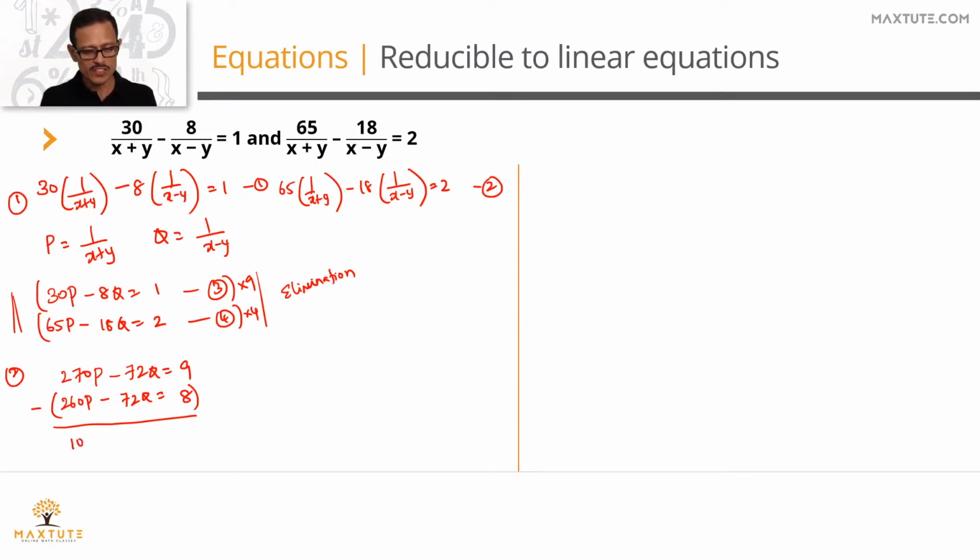270p minus 260p is 10p. Minus 72q minus of minus 72q will get cancelled to leave us with 9 minus 8, which is equal to 1. 10p equals 1. Therefore, p is equal to 1 by 10.